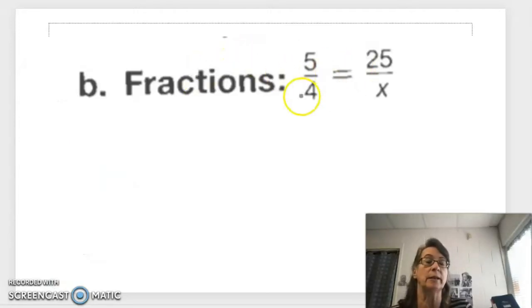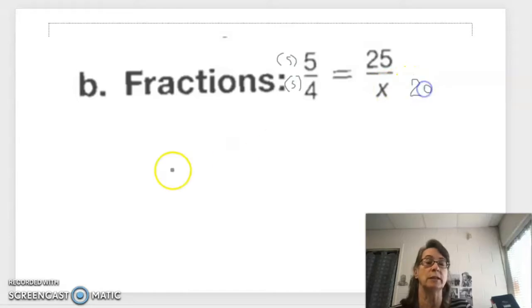Fractions. Okay, so we were in class and Braden thought very quickly to just multiply this by 5 and this by 5. So we're basically multiplying 5/4 by 1 in the form of 5 over 5, which meant this was 25 and this was 20.